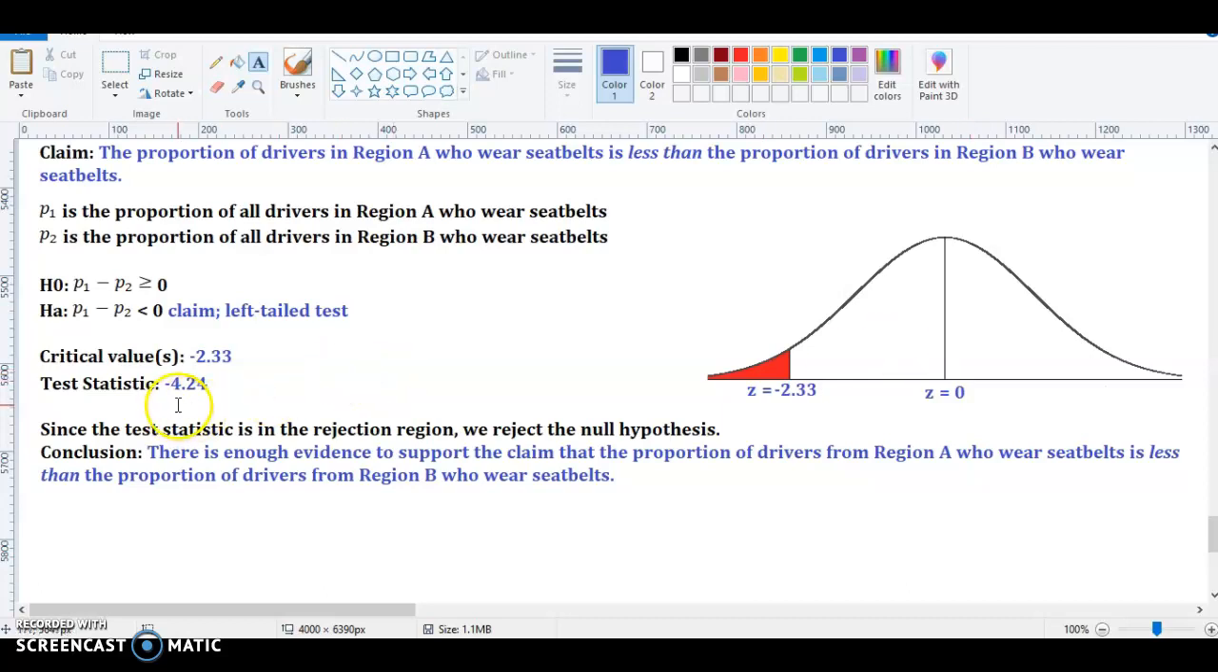Very clearly, negative 4.24, if you were to plot it on this number line, would be to the left of negative 2.33, which puts it in the rejection region, which is why we rejected the null hypothesis. And then our conclusion was that there is enough evidence to support the claim that the proportion of drivers from region A who wear seatbelts is less than the proportion of drivers from region B who also wear seatbelts.